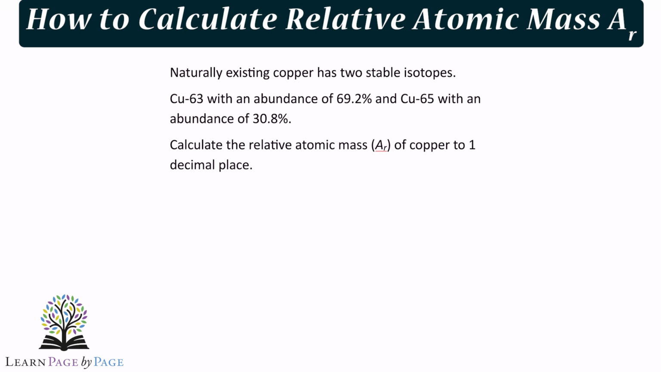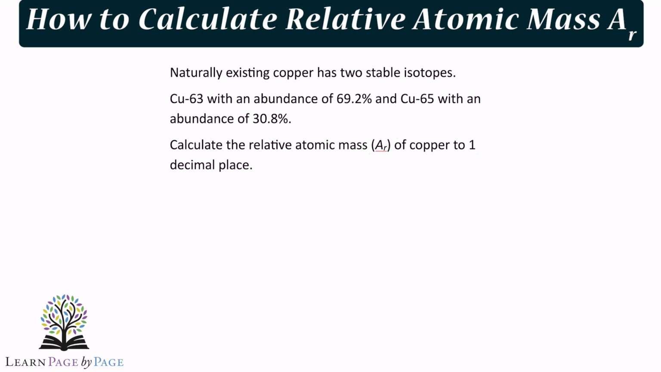The kind of question you could be faced with would be something like this, where you're told that naturally existing copper has two stable isotopes, copper 63 with an abundance of 69.2%. Now, abundance just means amount, and copper 65 with an abundance of 30.8%. They want you to calculate the relative atomic mass, also known as the Ar, of copper to one decimal place.